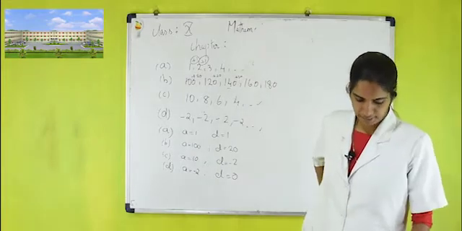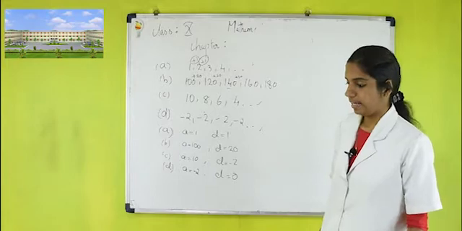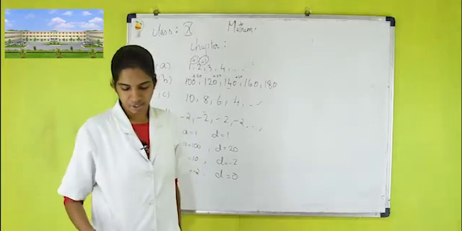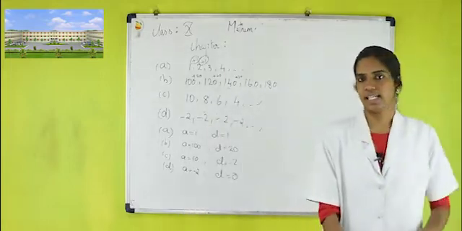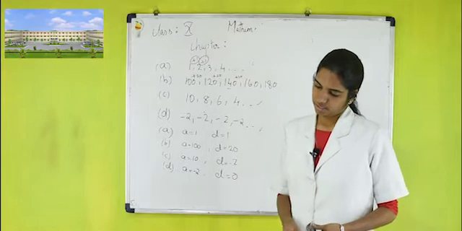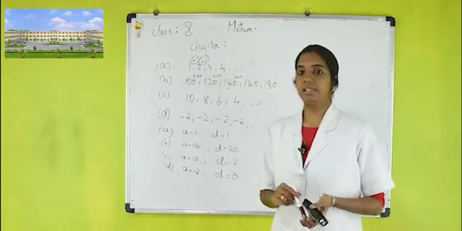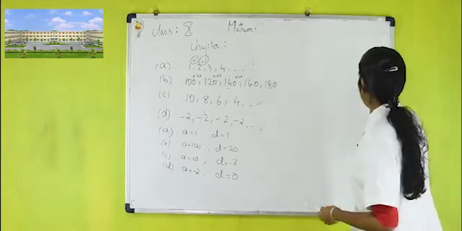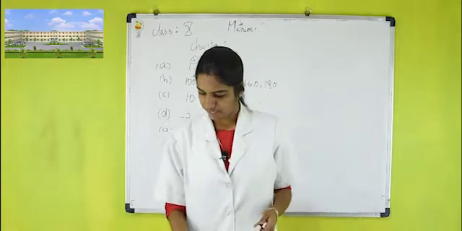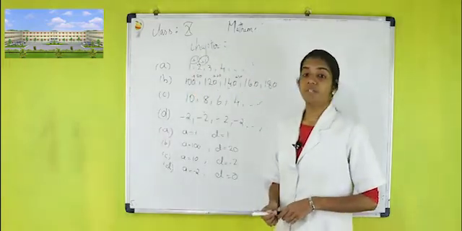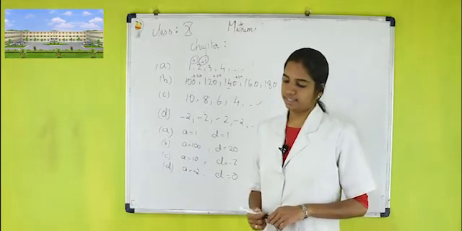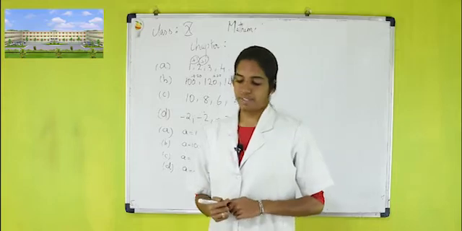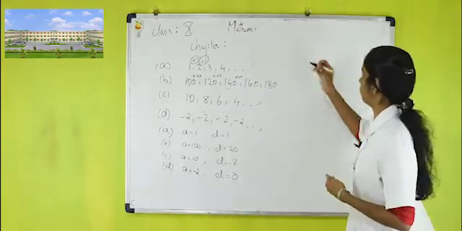Okay. Then write it. An arithmetic progression is a list of numbers in which each term is obtained by adding a fixed number to the preceding term, except the first term. Okay. Then write the second point.